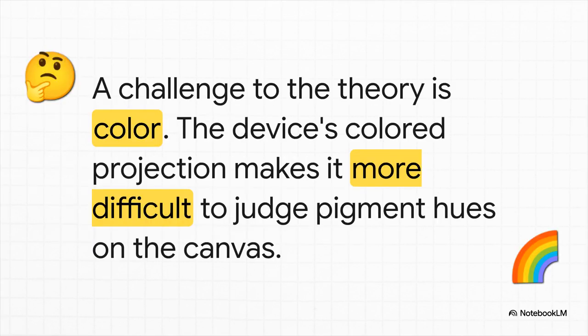Okay, but this brings us to a major, major problem for the Camera Obscura theory. While the device is great for getting lines and tones right, it's actually terrible for color. I mean, imagine trying to figure out the true color of your paint while it's being bathed in the colored light from the projection itself. For a master of color like Vermeer, the Camera Obscura would actually make his job much, much harder, not easier.